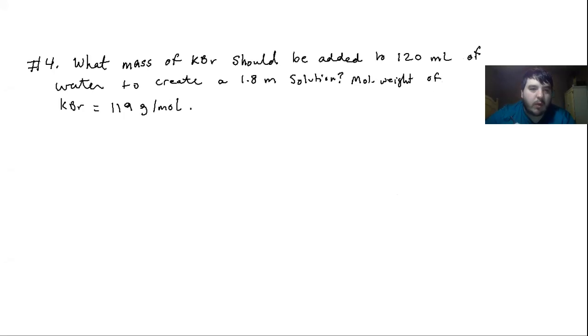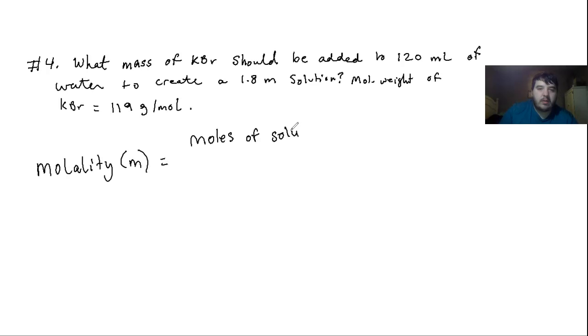Now we're given the molecular weight of potassium bromide, and it's 119 grams per mole. So what is the equation of molality? That's the first thing we want to know, because if we don't know the equation, we obviously can't solve this problem. So molality, designated by lowercase m, is equal to moles of solute divided by kilograms of solvent.